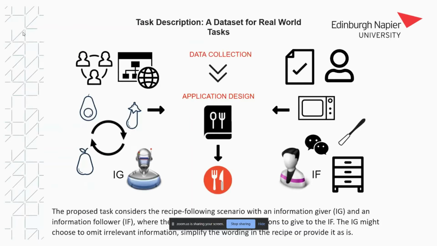So our task description: we want to create a data set for real-world use. In our example, we use a cooking scenario, and we want to be able to embed within this data set certain common sense values. One of the areas we're looking at is the ability to swap objects for appropriate alternatives.